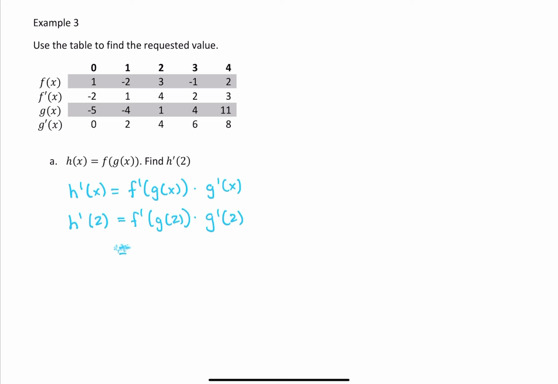And so g of 2 is equal to 1. So we're looking at f prime of 1 times g prime at 2, which is 4. So f prime of 1 times 4 is going to equal, let's see, f prime of 1 is actually 1. So 1 times 4, that's going to equal 4.